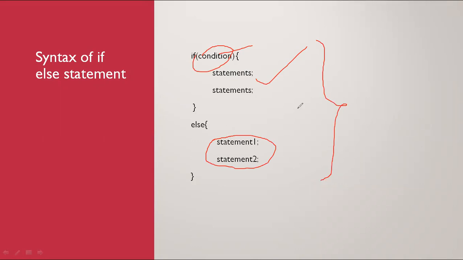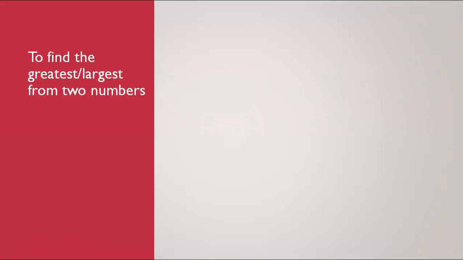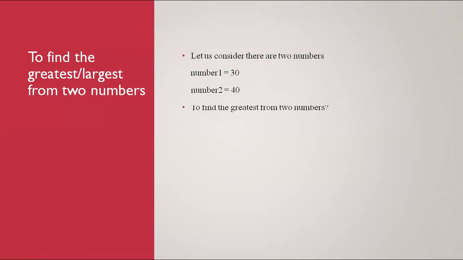Okay, so you'll get more of a picture when we get into the programming, and you'll have a better picture about it. Okay, so next, let's find the greatest or largest number from two numbers. Let us consider there are two numbers, number 1 equals 30, number 2 equals 40. We want to find which one is the greatest. So how do we do it manually, or mathematically? First we need to understand how we are going to do it mathematically.